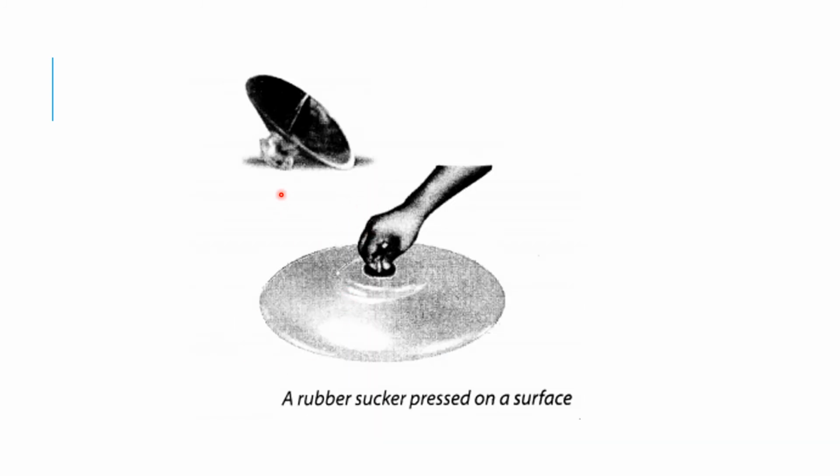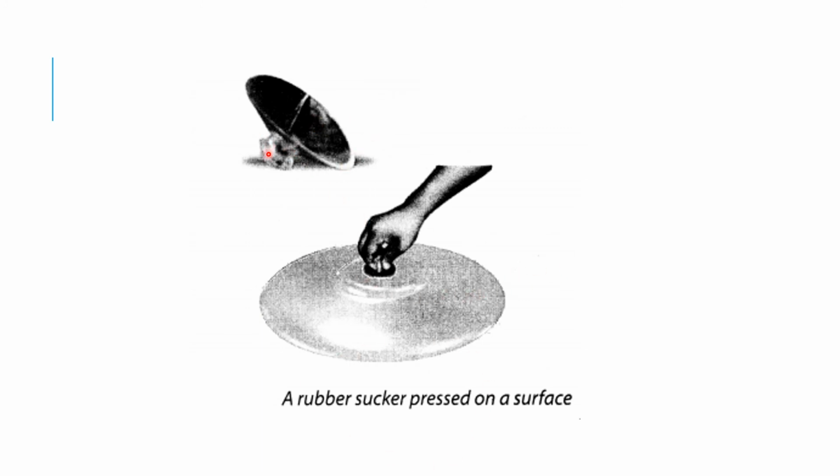The envelope of air around us is known as the atmosphere. The atmospheric air extends up to many kilometers above the surface of the earth. The pressure exerted by the air is known as atmospheric pressure. This can be explained with the help of a rubber cup. This is a rubber cup and this is the plane surface.